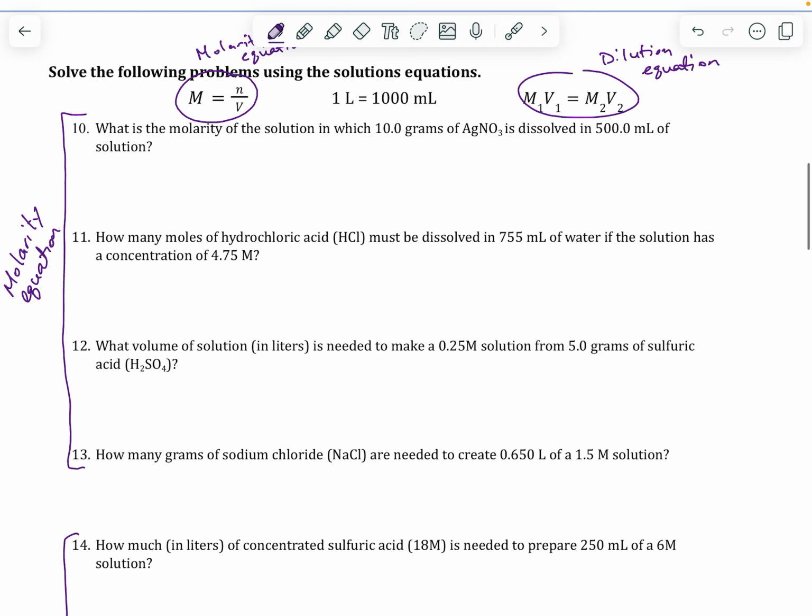So if you look through these first 4 problems, they deal with just 1 molarity or 1 mole value or 1 volume. And that's another thing. If you notice that the unit mole or grams is somewhere in there, then you know for sure we're going to refer to the molarity equation. So in this case, what is the molarity of a solution in which 10 grams of silver nitrate is dissolved in 500 milliliters of water or solution?